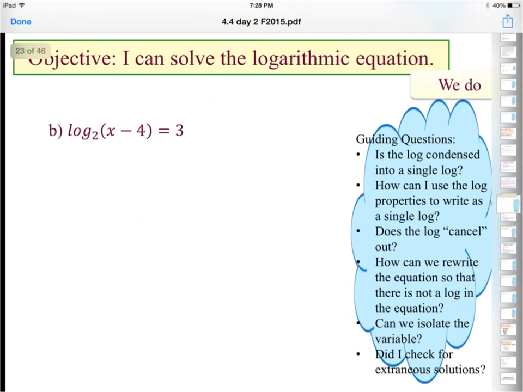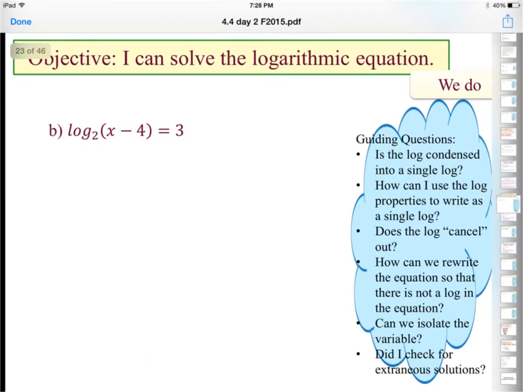Moving on to the We Do, I would encourage you to pause this video and go ahead and try it on your own, and if you get stuck, use the guiding questions, and then if you still are not sure what to do, go ahead and play the video and catch the rest of this being solved.